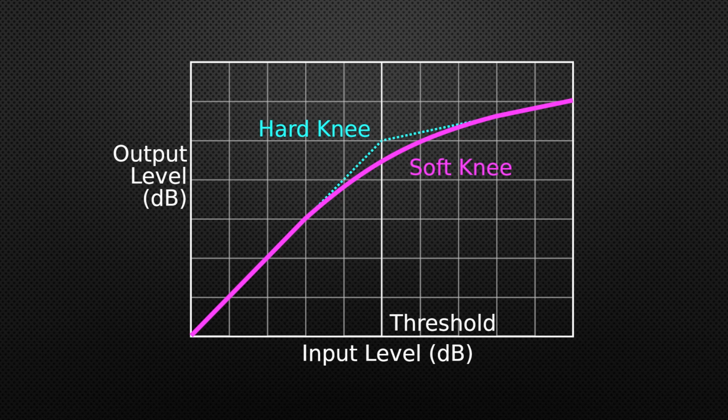Typically, compressors with hard knees are good for instruments such as drums, guitars, or pianos, whilst vocals and wind instruments sound more natural with a soft knee. On some compressors, the knee control is a simple switch between hard and soft. Some compressors won't have a knee control at all.